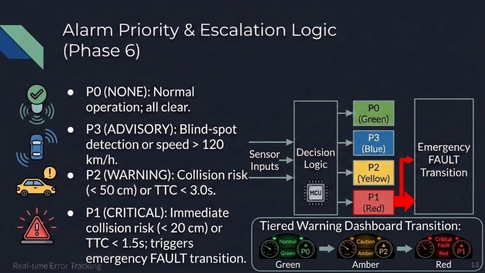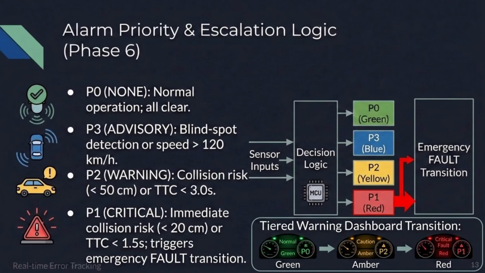So, now the alarm priority logic. Not every warning requires the same level of urgency. Therefore, the system classifies warnings into four priority levels. P0 represents normal operation with no danger. P3 is an advisory warning, such as blind spot detection or excessive speed. P2 represents a moderate warning where collision risk is increasing. P1 is the highest priority and indicates an immediate collision threat.